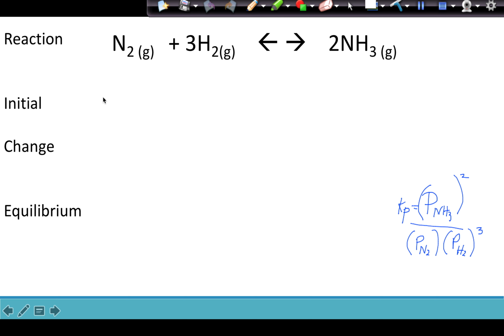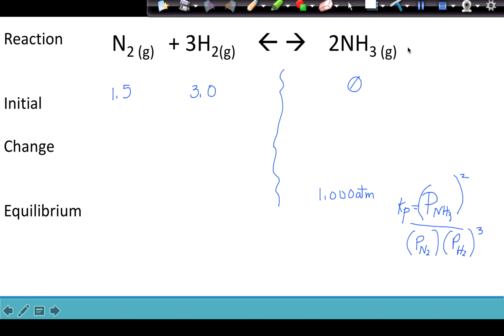The information that was given told us that the initial pressure of the nitrogen was 1.5 atmospheres. The original pressure of the hydrogen was 3 atmospheres, and since it was mixed in a previously evacuated cylinder, that means that there was no ammonia present. In reading the question, it tells us that at equilibrium, the pressure of the ammonia was 1 atmosphere.